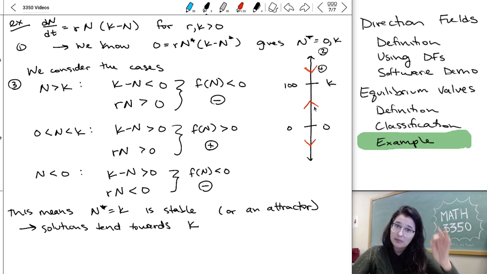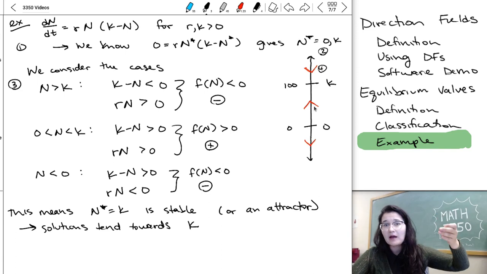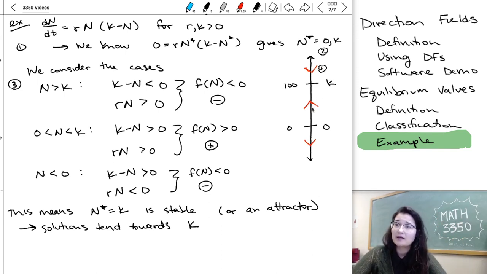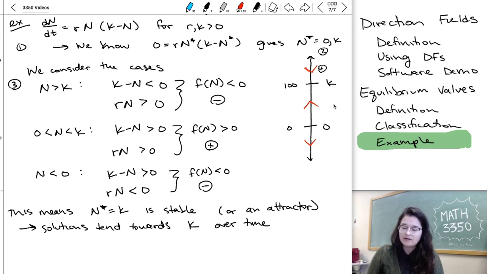Dropping the ball is picking an initial condition. Following the arrows is the solution to the differential equation. And we just want to know where it ends. So if you start between 0 and K, you tend to go up towards K. It's an attractive place for solutions to go. And I'm thinking about this as time develops.